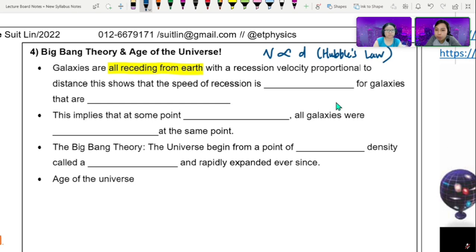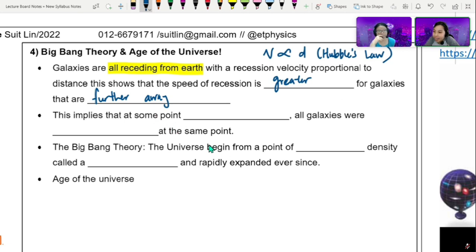Okay, so this law, after plotting the graph, shows that the speed of recession is greater for galaxies that are further away. In other words, in basic English, if you're very far, you're moving away faster. If you're very close, you're moving away slower. Sit down, pause the video, and let that soak in your mind until it makes sense. Like, okay, you can visualize it.